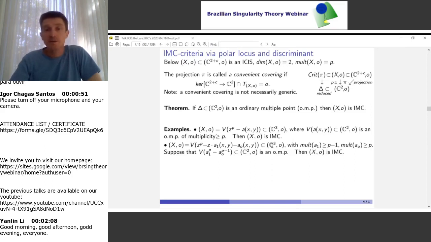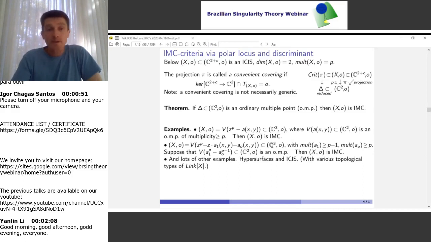Then x is IMC. So again, here you get a larger family of IMCs. Yes, this plane curve singularity a1 to the power p minus a0 to the power p minus 1 is just the discriminant of this equation. Actually, there are some numeric coefficients there, which are irrelevant here, so I omit them currently.